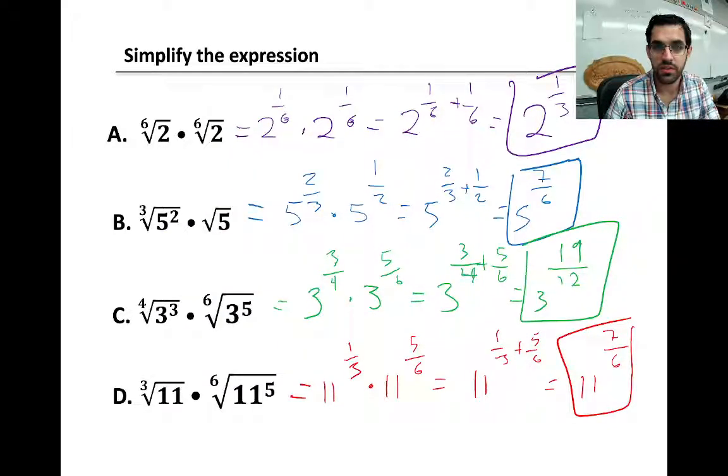All right, so here's a list of radical expressions that are being multiplied. The first thing we're going to do is write them as rational exponents, so that we can use our exponent properties to simplify. For each example, they have common bases, so 2's in example A. Because they have a common base of 2, when we multiply them, we can use our exponent properties.